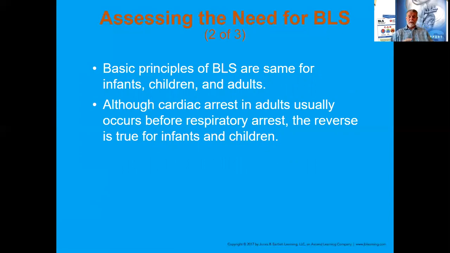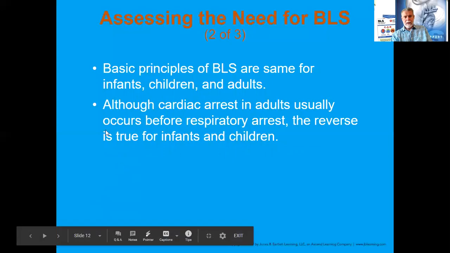We always have to check breathing and check pulse of our patients, although there may be different landmarks for that. An example is that for an adult pulse, we check at the carotid artery. For an infant, we're more likely to check the femoral or the brachial pulse. But again, we're still checking breathing and we're still checking pulse.